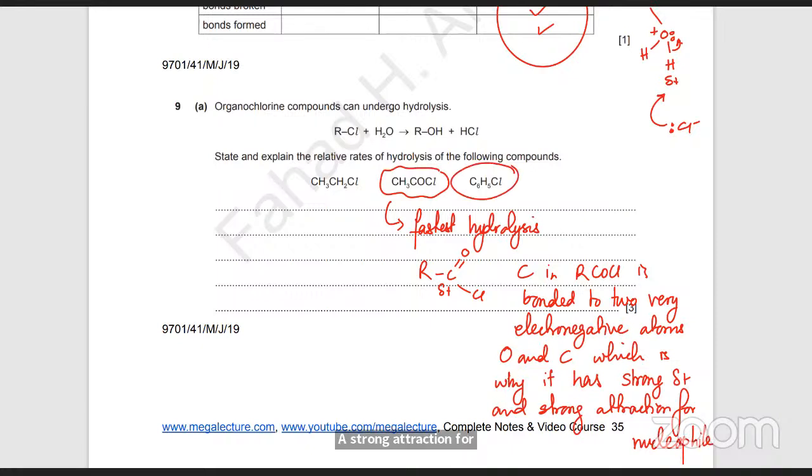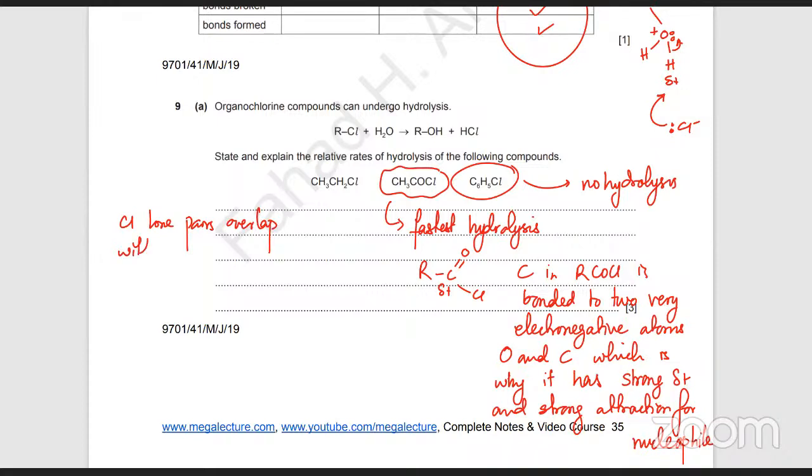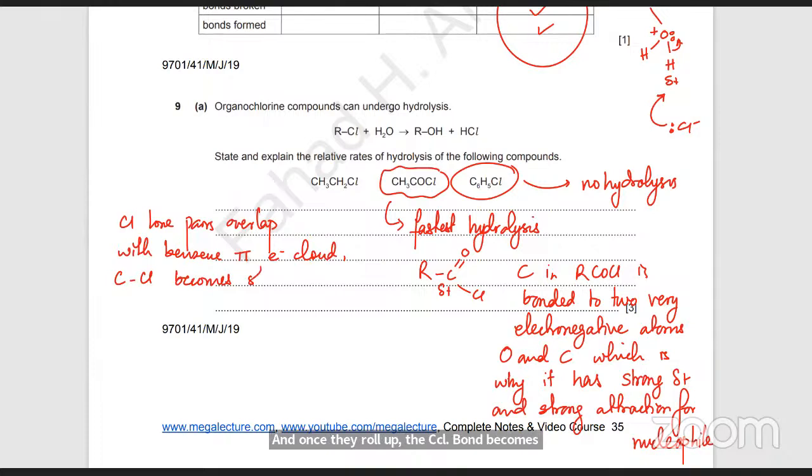The slowest will be chlorobenzene. No hydrolysis. For that, what you write is that the Cl lone pairs overlap with the benzene pi electron cloud, and once they overlap, the C–Cl bond becomes strong. And it will repel nucleophiles, which in this case is water, okay? So it's going to repel the nucleophile.